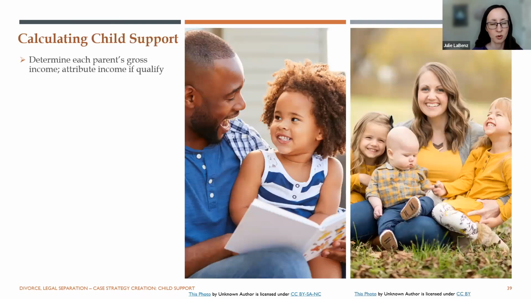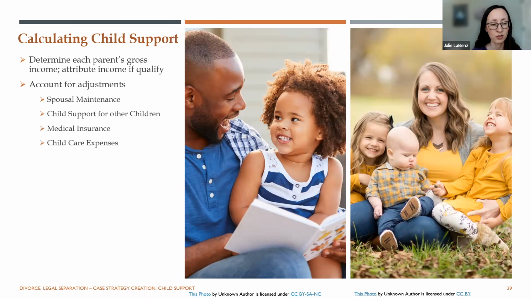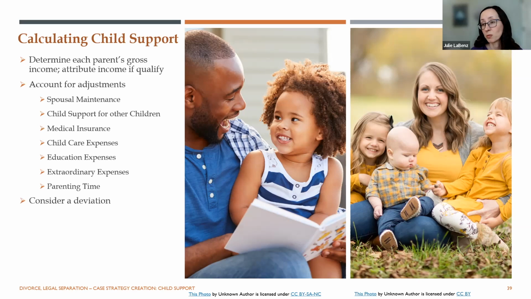To calculate child support, you'll first need to determine each parent's gross income. You can consider attributing income if either parent qualifies for that in your case. Account for any adjustments, such as spousal maintenance, support for other children, medical insurance, childcare expenses, education expenses, extraordinary expenses, then parenting time if you have a non-50-50 parenting agreement. And even if you don't have an agreement yet, if that's what you're going to propose, then I would do a calculation based on your parenting plan proposal.